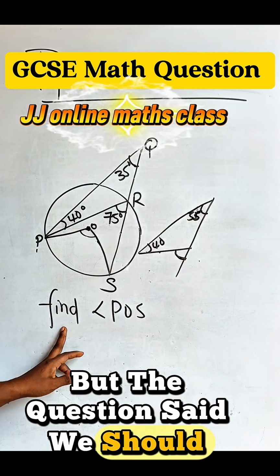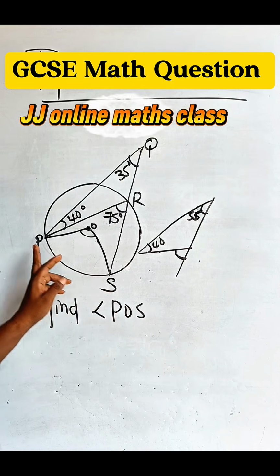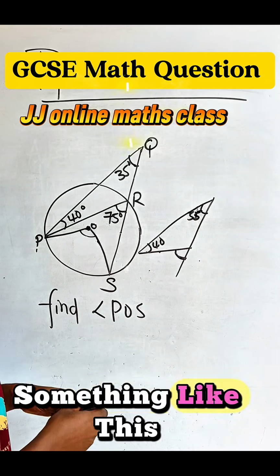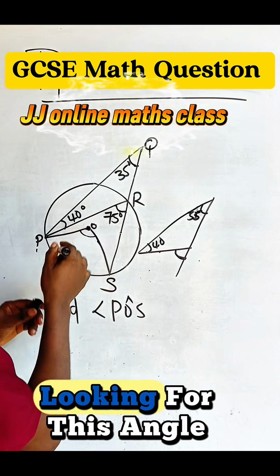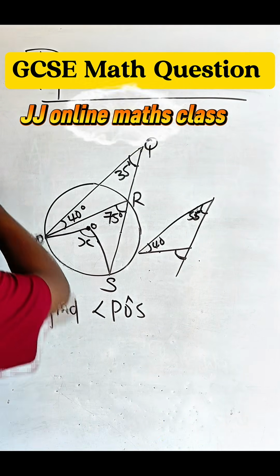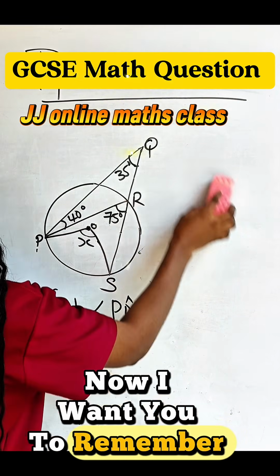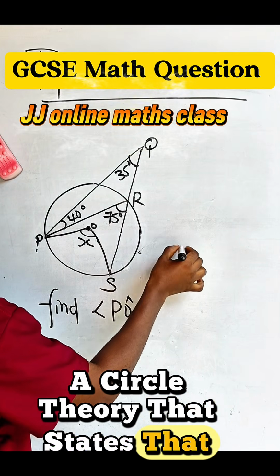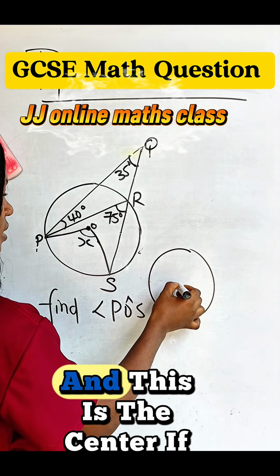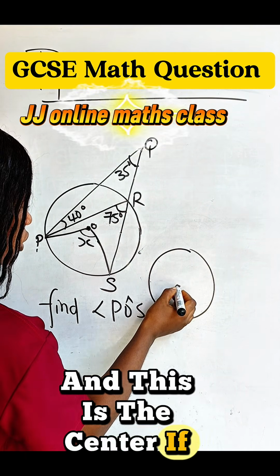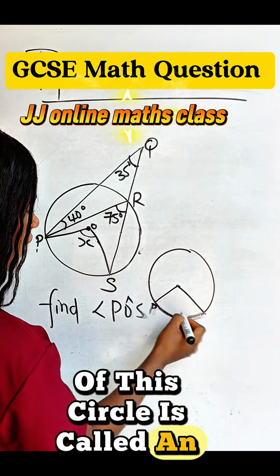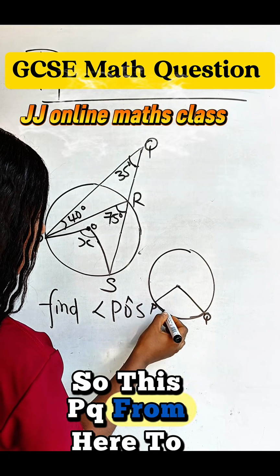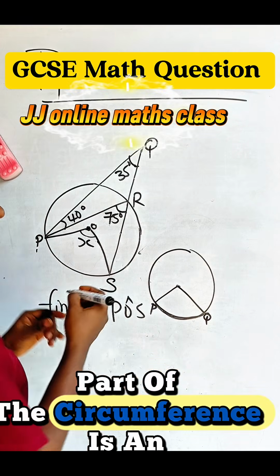But the question said we should find angle POS. Anytime you are given something like this, you're expected to find the angle at the center. So for POS, we are looking for this angle. Let's call it X. Now, I want you to remember a circle theorem. This is a circle, and this is the center. If I pick from here to here, part of this circle is called an arc. So this PQ, from here to here, part of the circumference, is an arc.